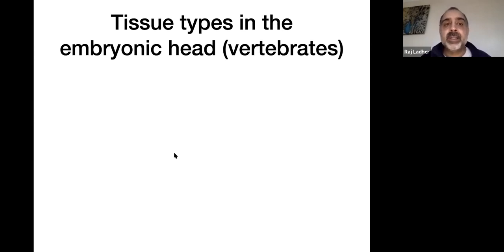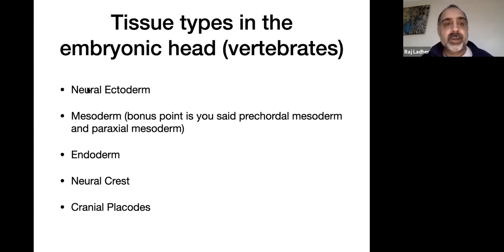And so all of these are laid down in the embryo from these particular types of tissues. And so you have neural ectoderm, which is going to give rise to the brain. You have mesoderm, of course. Mesoderm will be split into precordal mesoderm and paraxial mesoderm. You'll have endoderm as well. And you'll have these components here, neural crest and cranial placodes, which we'll talk about in a little bit more detail in this lecture. Okay?